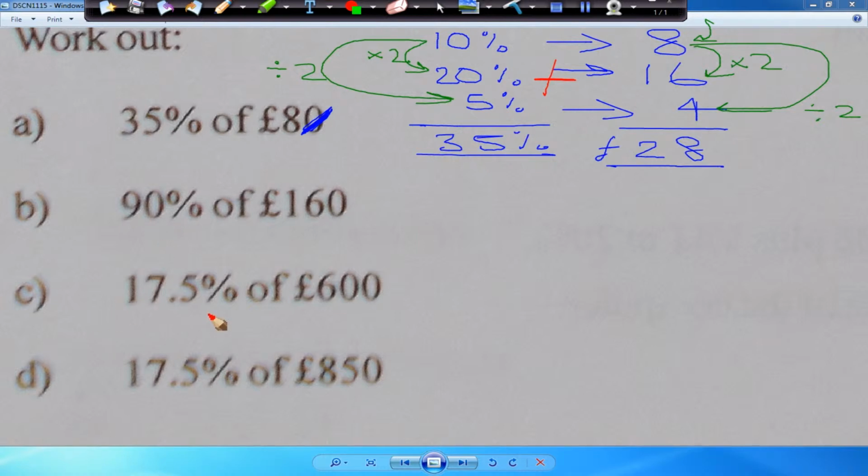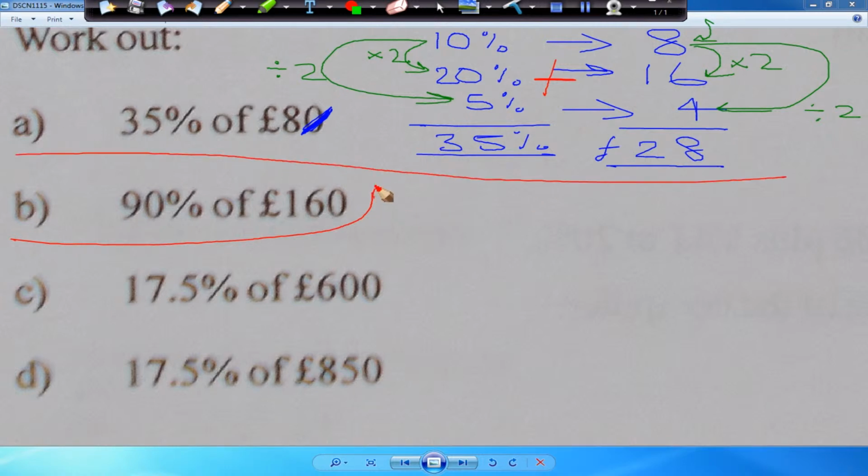Let's move on to C and D. These are nice questions, right? 17.5%, you might think this is going to be really hard. So we're going to do this question here now, C. To work out 17.5%, Hassan, give me some ideas, please. First of all, we work out 10%. And then after we work out 10%, we work out 5%. And then after we work out 5%, we work out 2.5%. Lovely.